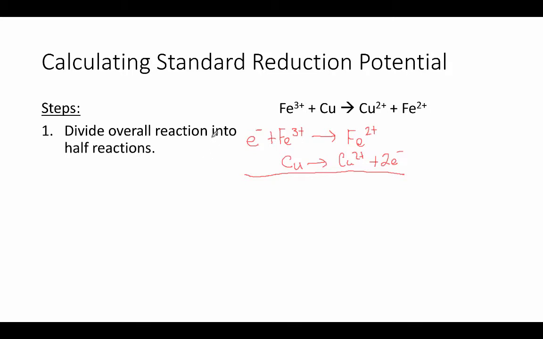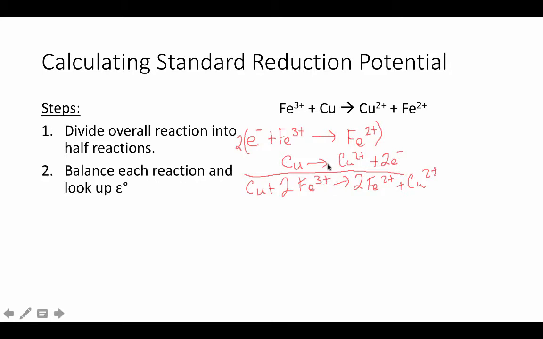When we're dividing this into our half reactions, we're essentially balancing the equation. So we need to make sure that our electrons match, so I need to multiply this by 2. When I balance my equation, I will have Cu plus 2 Fe3 plus goes to 2 Fe2 plus plus Cu2 plus. So now I have my overall balanced equation. Then I'm going to look up each half reaction in my appendices and find the E naught value.